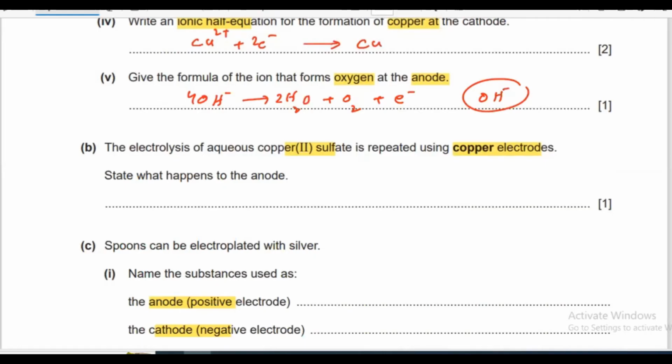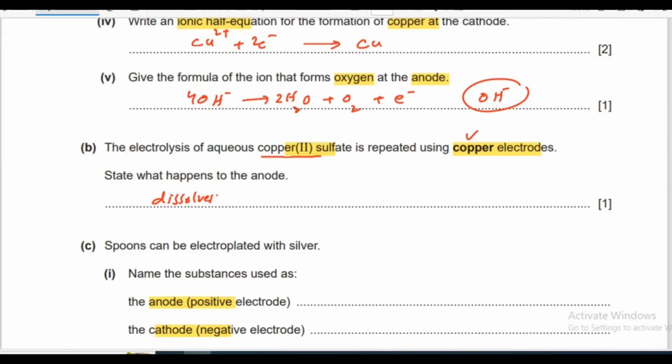Now, the electrolysis of aqueous copper(II) sulfate is repeated using copper electrodes. State what happens to the anode. If you use copper electrodes and you are doing the electrolysis of copper(II) sulfate, the anode dissolves. If you are using silver nitrate and silver electrodes, the silver anode dissolves.